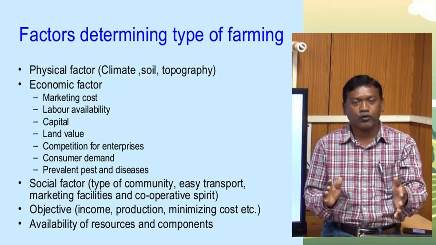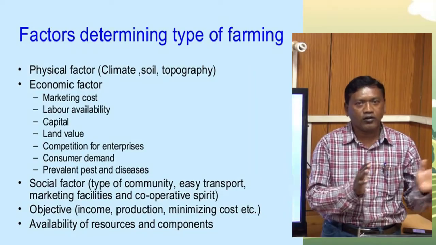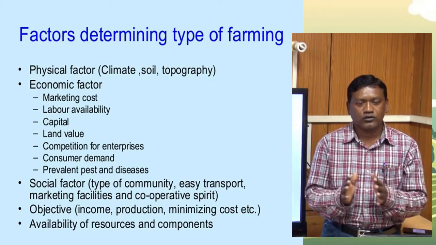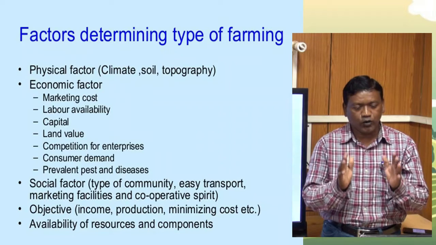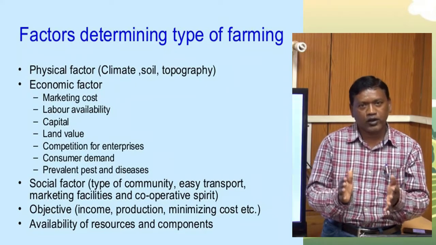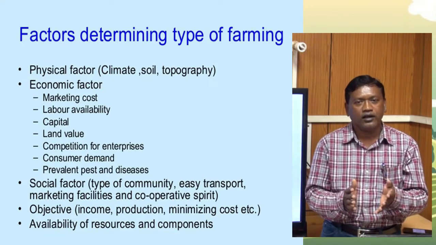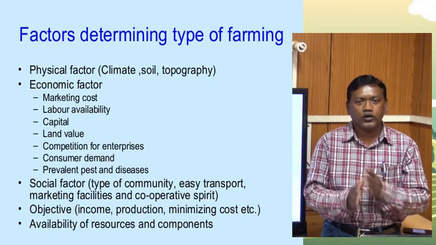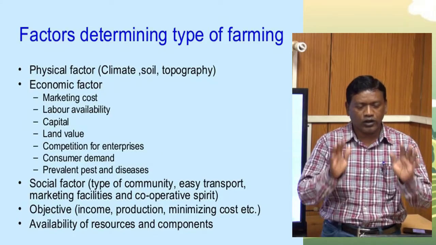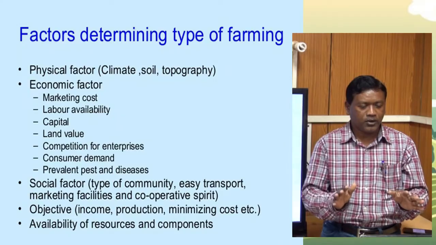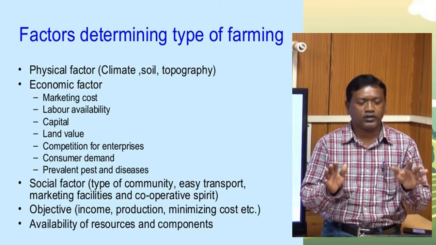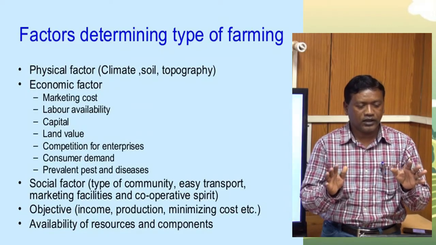And topography. Topography is very important, because if the land is undulating, there is a chance the fertile soil will erode, so the land must be level. So these physical factors you must know and decide on.